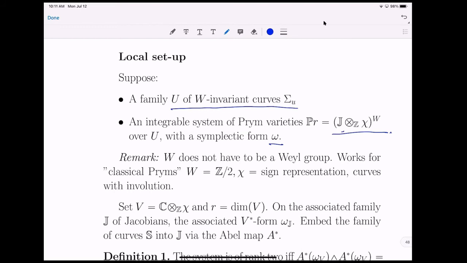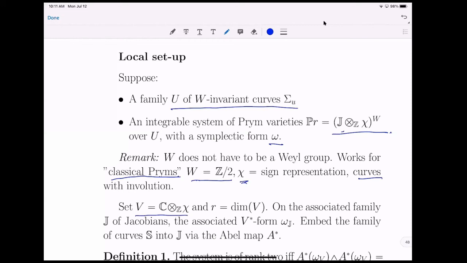One remark here is that the W doesn't have to be a Weyl group. So this works as well for the classical Prym varieties, where W is the integers mod 2, and the representation you're choosing, an integer representation, is just the sign representation. So 1 acts by 1, -1 by -1. And so you're looking at curves with an involution. So that works there too.